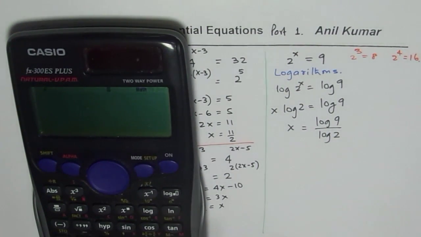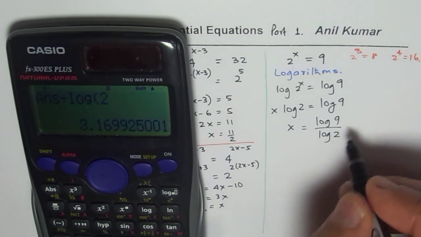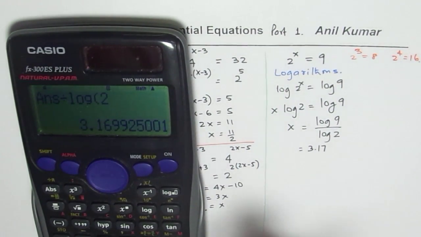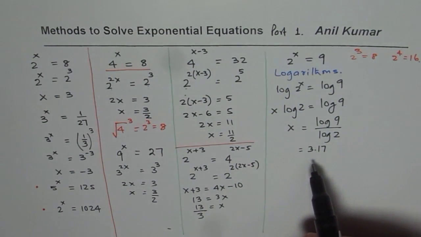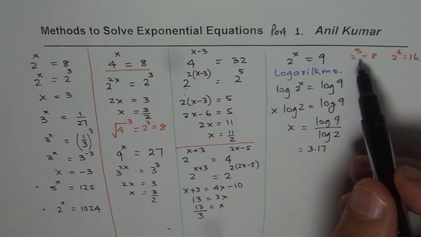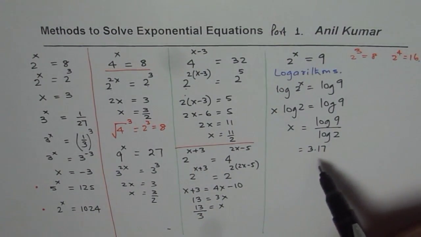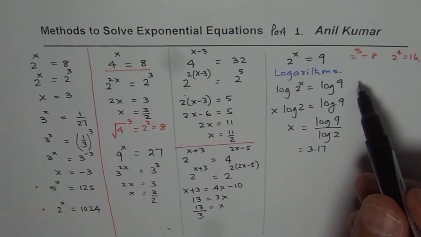So let me show you once. It is log of 9 divided by log of 2, and we get the answer as 3 point, let us say 17, 1699. So that is the way you could use logarithms and find it. Estimate, as I said, is not a bad option. You could also do 2 to the power of 3.1, 3.2 and then converge to this answer. That could be possible. You get my point?